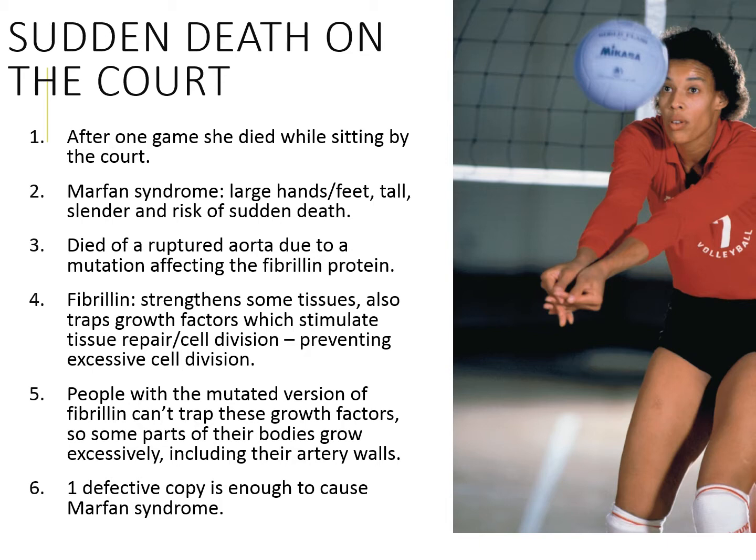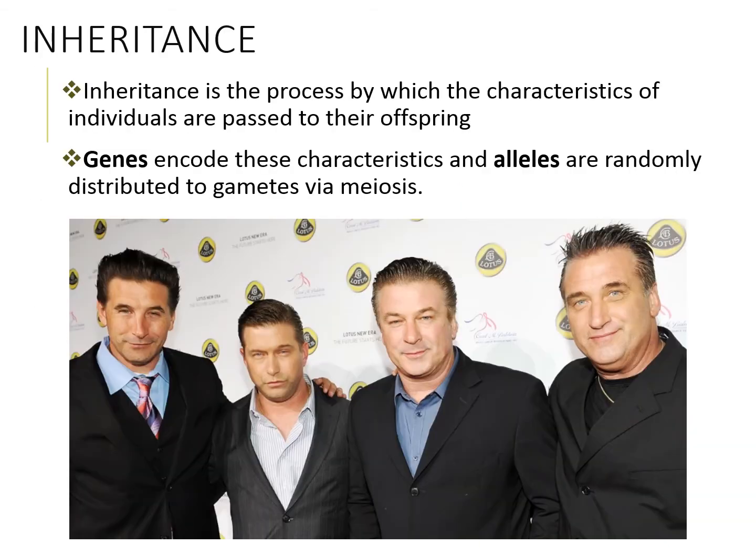And remember, you get one copy of every gene from the father and one copy of every gene from the mother. So this chapter is more generally about inheritance. And inheritance is the process by which the characteristics of individuals are passed to their offspring. Genes encode these characteristics, and then the alleles are randomly distributed to gametes via meiosis.